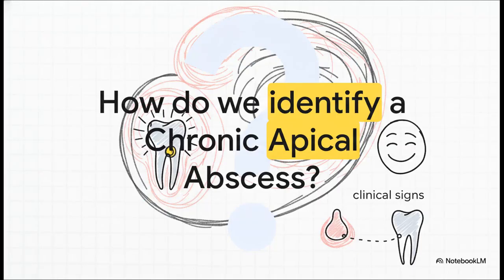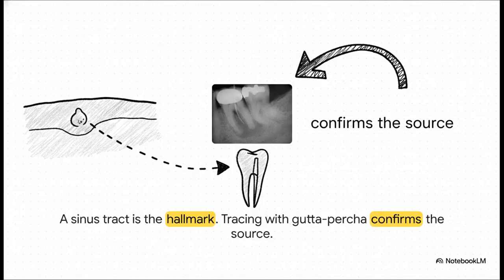So, one diagnosis that can be a little tricky is the chronic apical abscess. Why? Because it's often asymptomatic, a lot like asymptomatic apical periodontitis. But it has one very unique and definitive clinical sign that gives it away. And this is the key right here. The hallmark, the dead giveaway, of a chronic apical abscess is a draining sinus tract. You know, that little pimple you sometimes see on the gums?